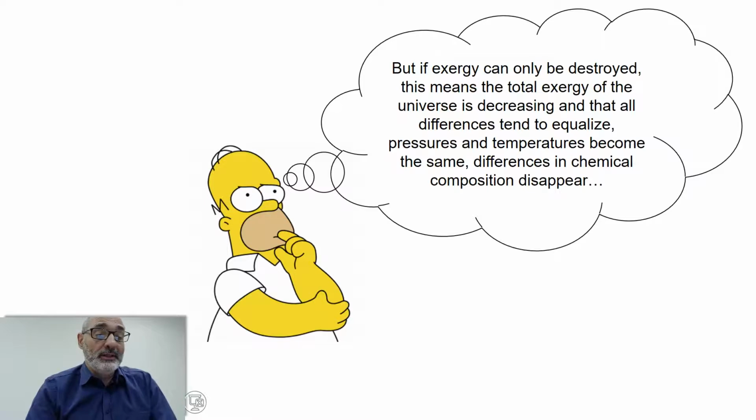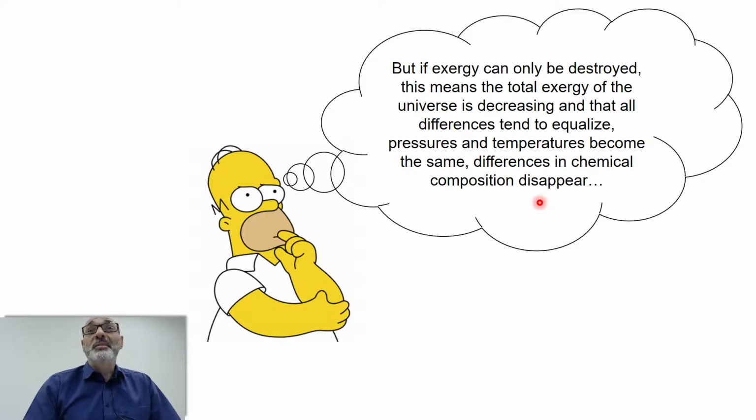So let's make a consideration here. Remember I said that exergy can only be destroyed in this process. I'm showing you very complex processes, and I already mentioned that exergy can only be destroyed because entropy is always being generated. So if exergy can only be destroyed, this means that the total exergy of the universe is decreasing and that all differences tend to equalize. Pressures and temperatures become the same, differences in chemical composition disappear, and so on and so forth.